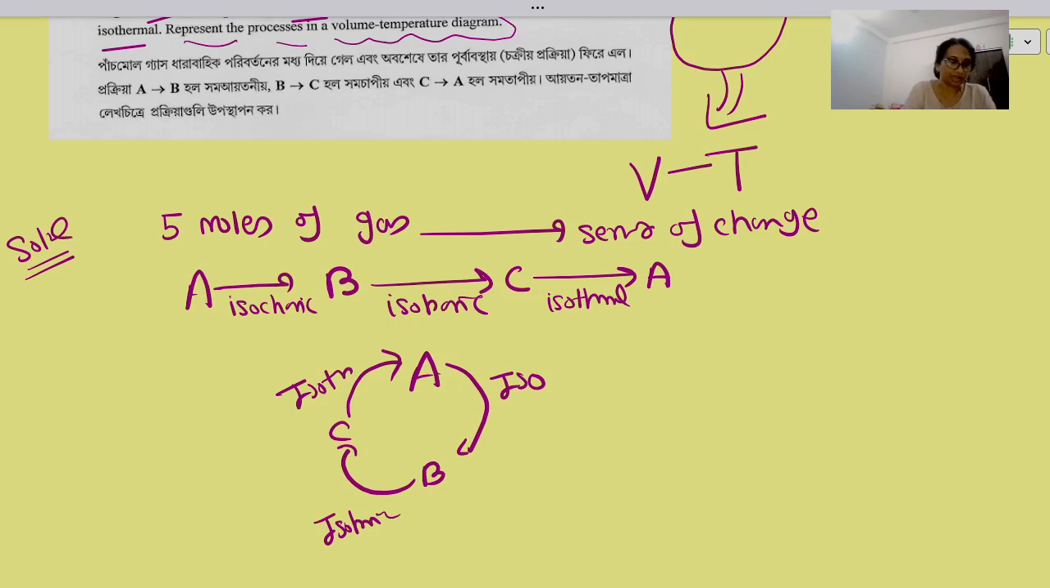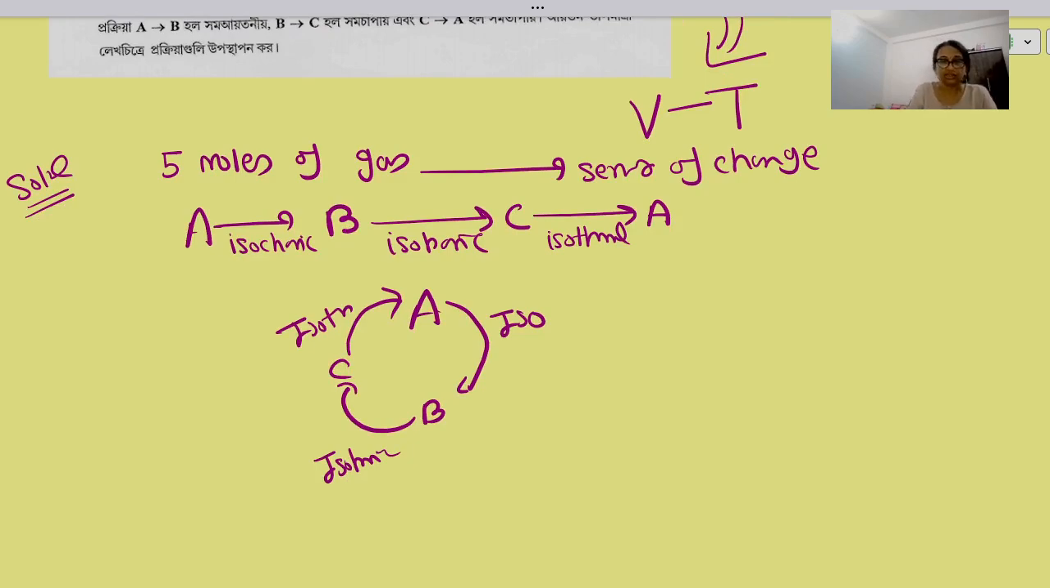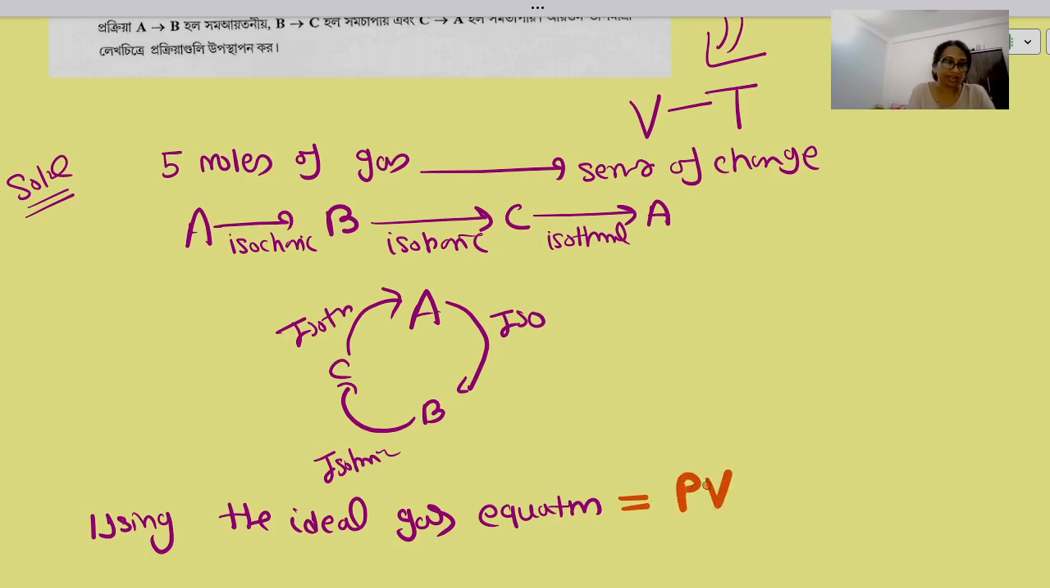Now they are asking about the graphical representation of this process using the ideal gas equation. What is the ideal gas equation? The ideal gas equation is PV = nRT. R is the universal gas constant, T is the temperature, n is the number of moles, V is the volume, P is the pressure. So now there are three types of processes going on.